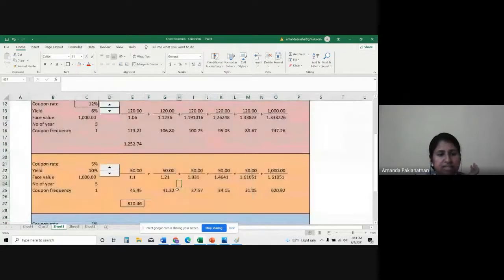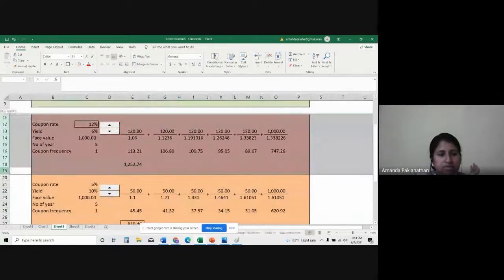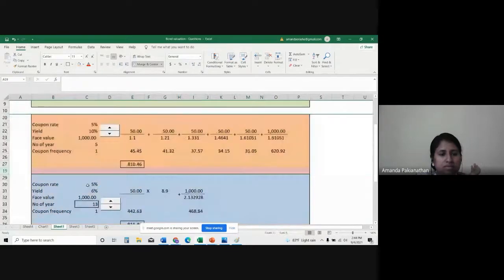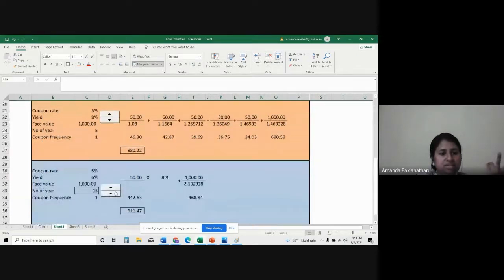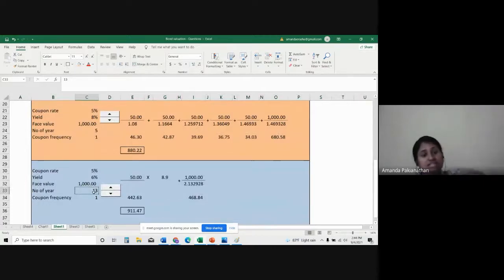But here, all I had to do is increase the yield. It was at 6. I had to increase it just by 2%, and then it declined even further. But here, the increase in tenor has to be much higher, and still the rate of decline is very slow.